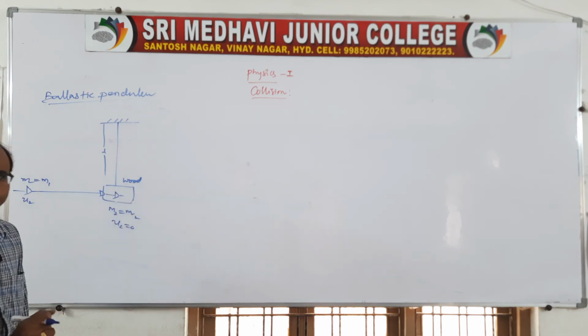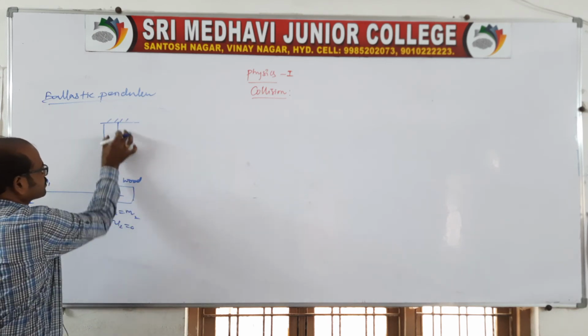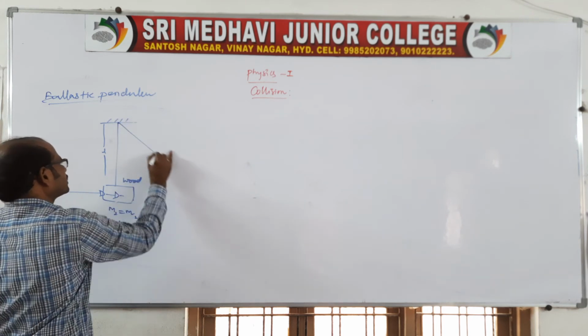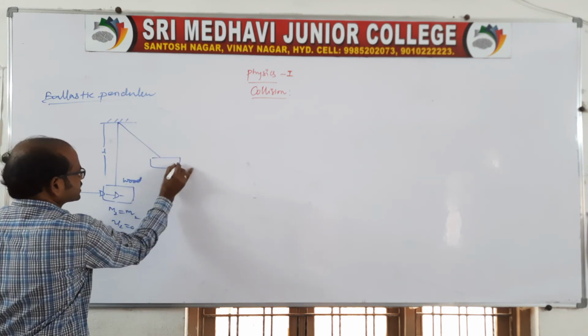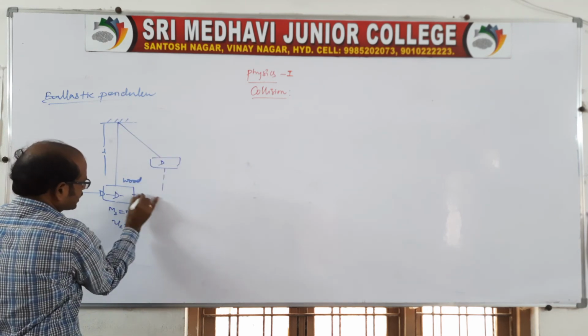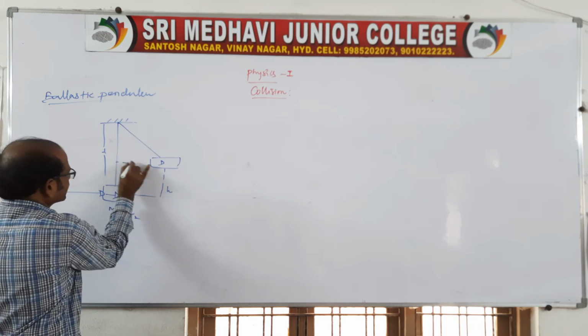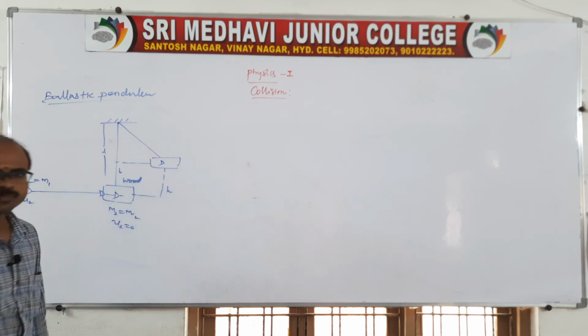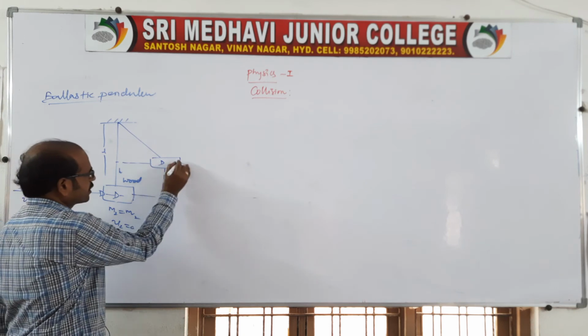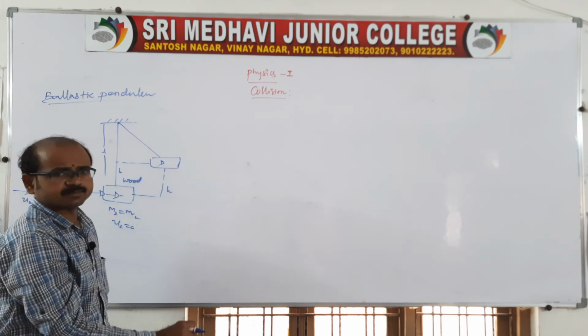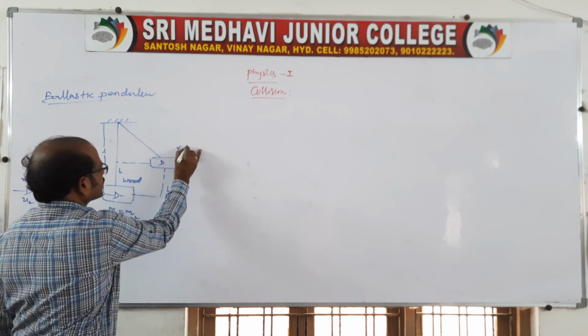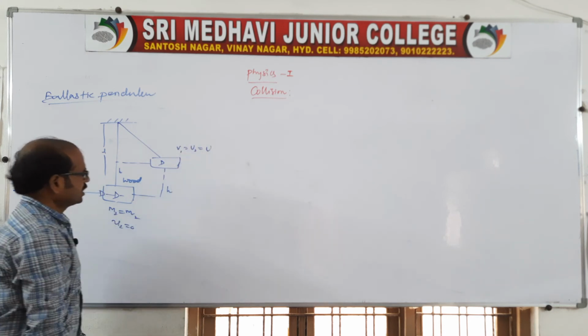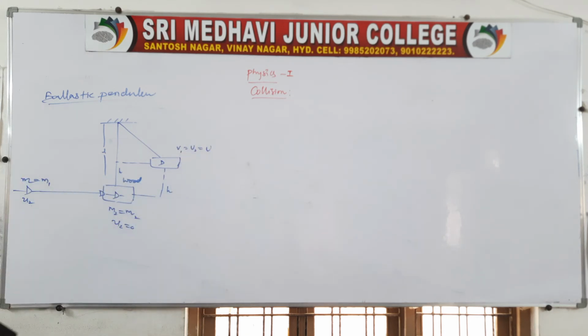Therefore, since it is suspended freely, the system rises through a height h along with the wood. Because the bullet is embedded in the wood, both move with a common speed v. So we can call this a perfectly inelastic collision.